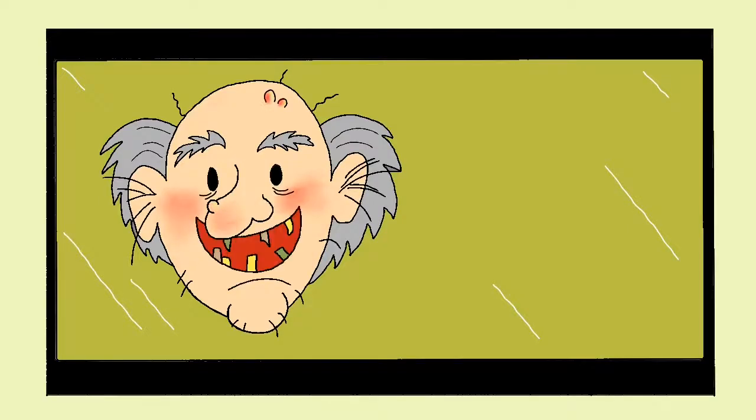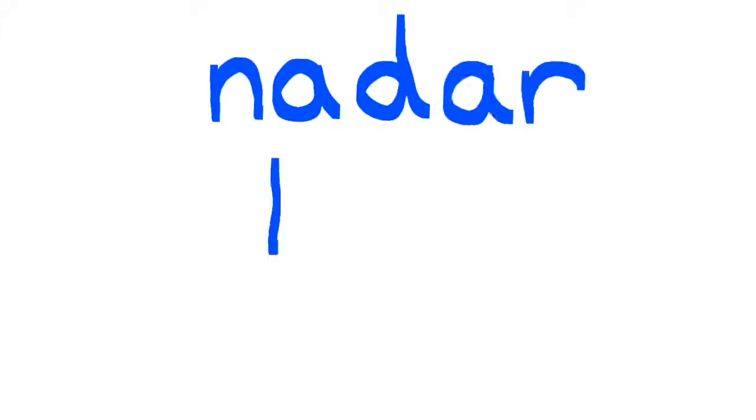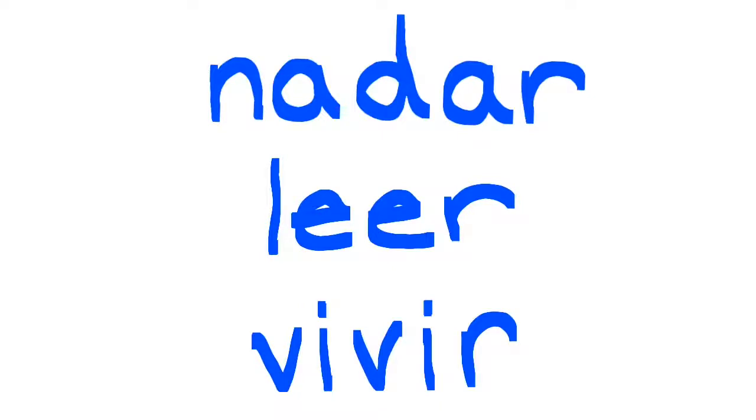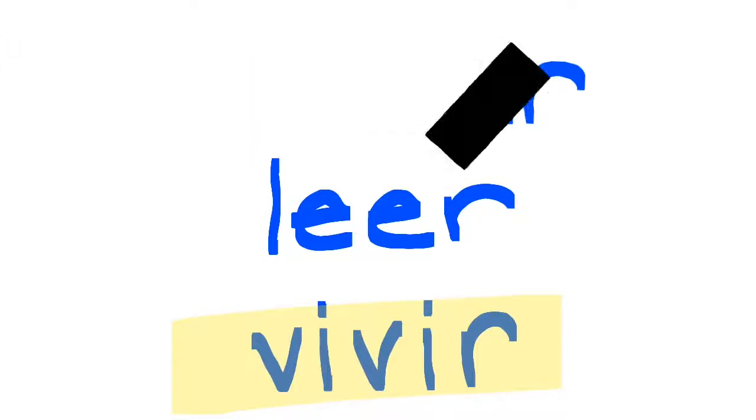Now that we've talked about pronouns, let's look at Spanish verbs. There are 3 types of Spanish verbs: verbs that end in AR, verbs that end in ER, and verbs that end in IR. Here are some examples of AR, ER, and IR verbs. Nadar is an AR verb because it ends in AR. Leer is an ER verb because it ends in ER. Vivir is an IR verb because it ends in IR.